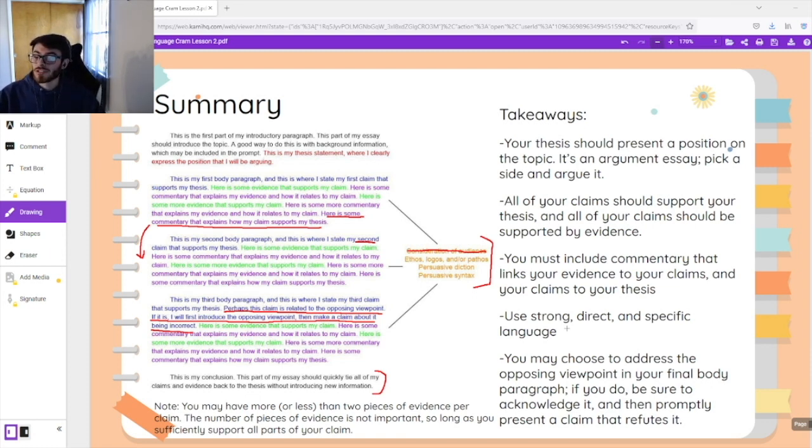And you may choose to address the opposing viewpoint in your final body paragraph. If you do, be sure to acknowledge it and then promptly present a claim that refutes it. You do not want to give credit to the opposing argument. You do not want to give the opposing argument any time to shine. You want to bring it up and then immediately be like, here's why it's wrong. It's not true. Here's why it's bad. Here's everything that's bad about it.